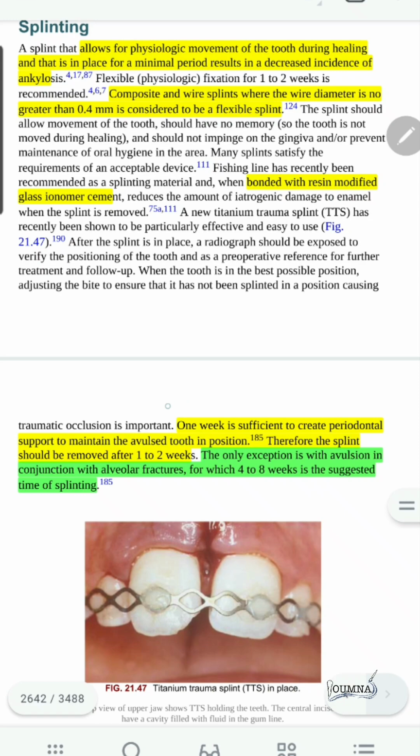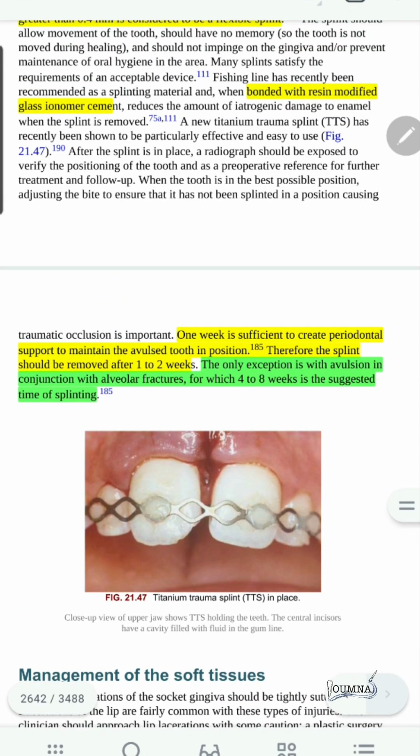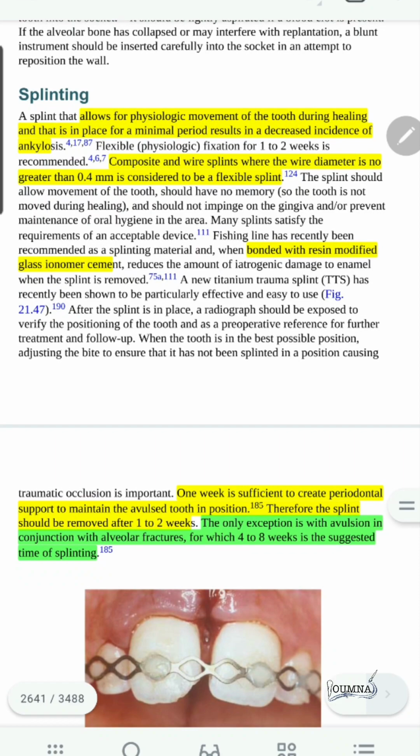Even if after we remove the splint after 2 weeks the tooth is having a class 1 or 2 movement, it will regain its rigidity without the splint, so we must remove it after 2 weeks of fixation.